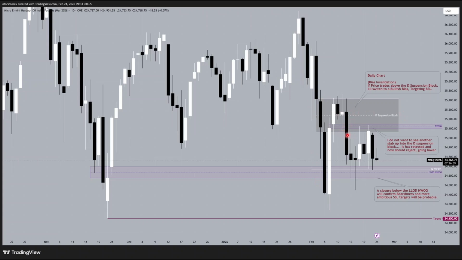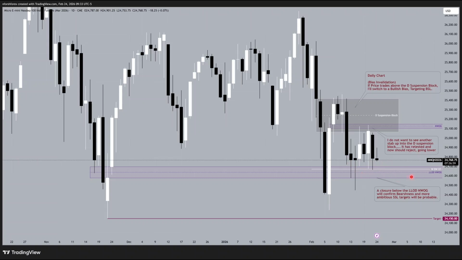So at this point we can find new wick opening gaps, this and this. This is the LLOD new wick opening gap, last line of defense new wick opening gap. These two arrays: the first being the last line of defense new wick opening gap, and the weekly discount wick consequent encroachment. Because on the weekly chart, you see a discount wick, and this is its consequent encroachment right here. Price is rejecting them with the bodies. The wicks are going below, but the bodies are staying above.